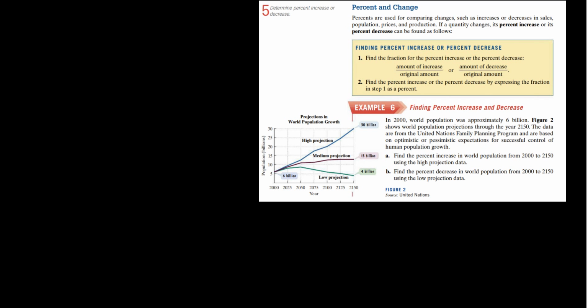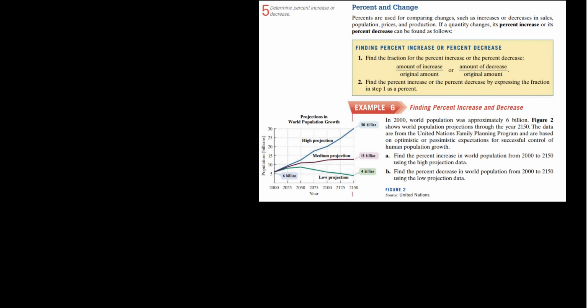So A reads, find the percent increase in world population from 2000 to 2150. Use the high projection data. So we're using this blue line here, and we're going to find the increase. So what is the increase? In 2000 it is indeed at 6 billion, and in 2150 it increases to 30 billion. The difference there, 30 minus 6, is 24.